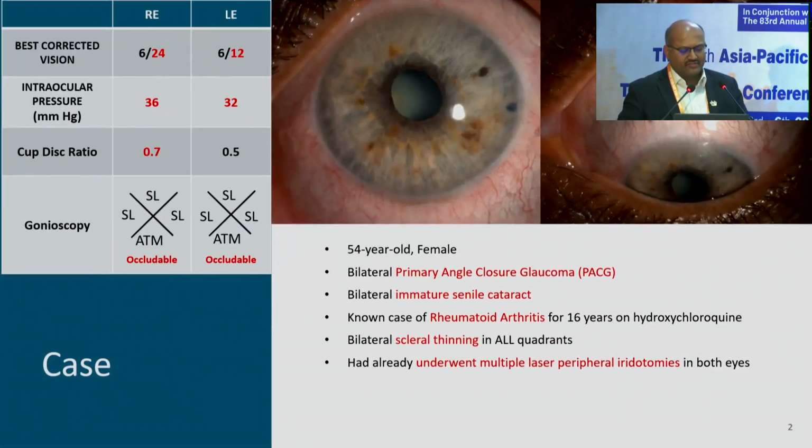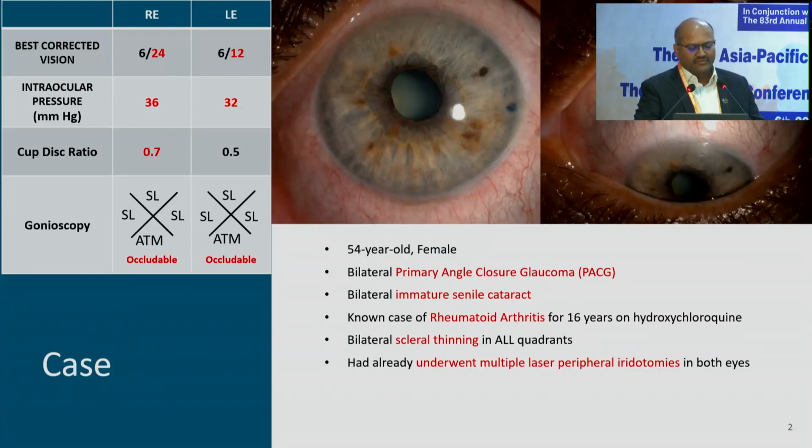So this is a 54-year-old female patient who has primary angle closure glaucoma. You can see the PI. She has been suffering from rheumatoid arthritis and SLE also, and some other collagen vascular disease, and she has scleral thinning in all quadrants. That is how her sclera looks. You can see the sclera on the left side, it looks very bluish, and she has a visual acuity of 6/24 in the right eye, 6/12 in the left eye.